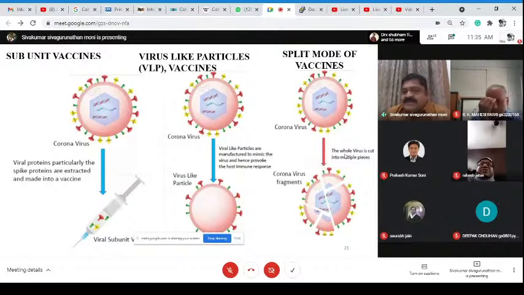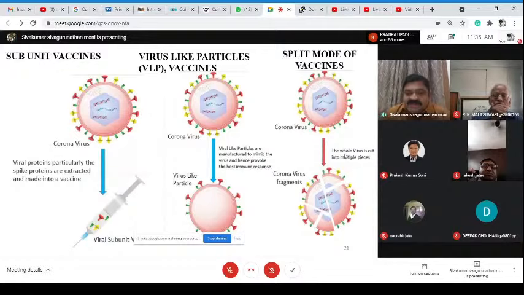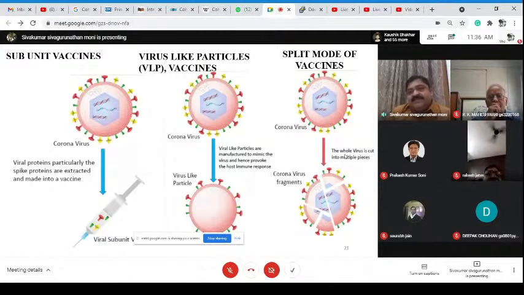Split mode vaccines, like flu vaccines, have been developed, and it is an option to develop a coronavirus vaccine by fragmenting the actual virus and making it a suspension. Whenever it is administered into our human system, our immune system functions to develop a strong immunity. It's a concept. No industry is focusing on a split mode vaccine. However, a flu vaccine is available, and based on this, it can also be developed.